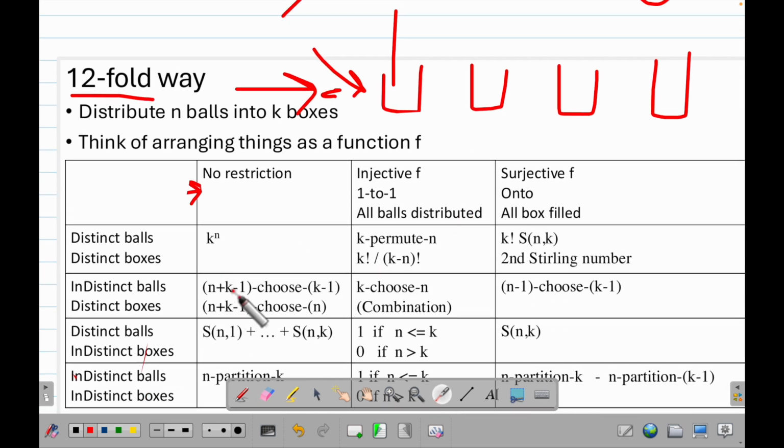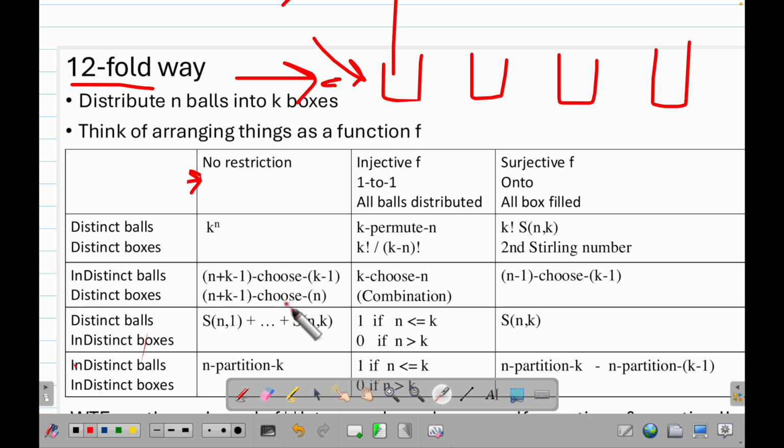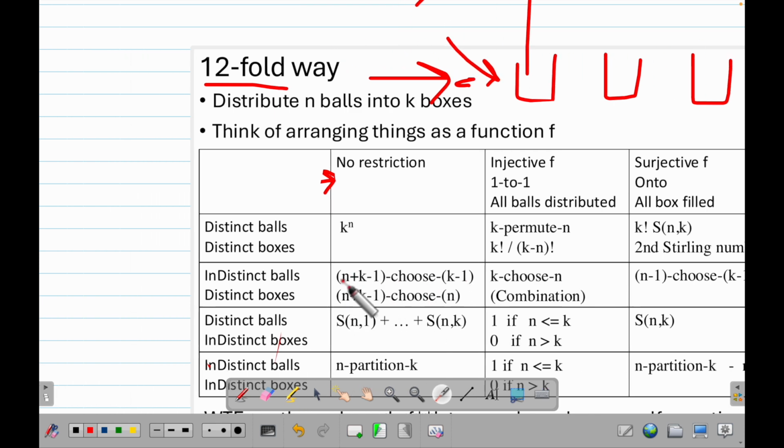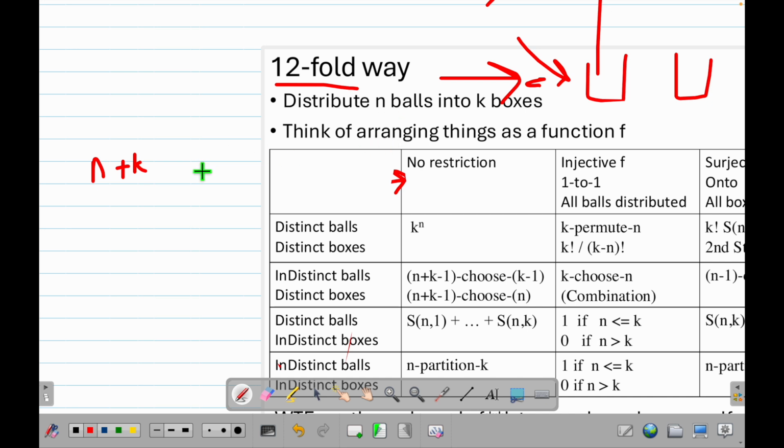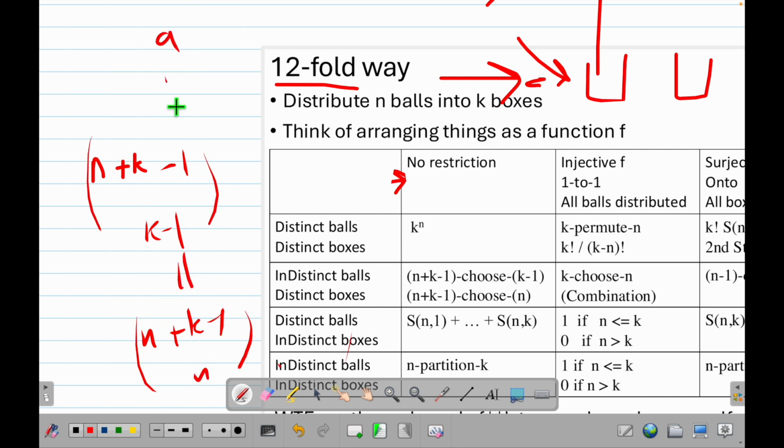Then, how do you do that? What is this? This is n plus k minus 1 choose n, or n plus k minus 1 choose k minus 1. They are the same. First of all, I need to remind you, they are the same, because a choose b and a choose a minus b are the same thing, okay? This is the symmetry of the binomial coefficient.